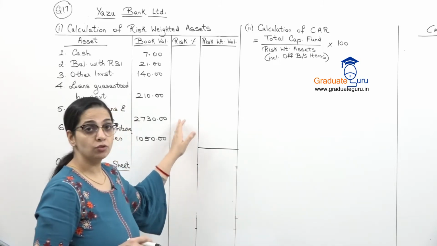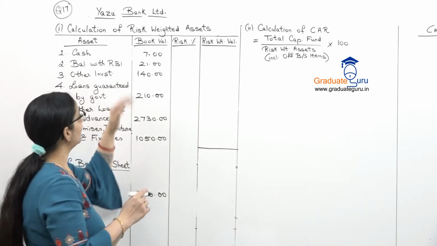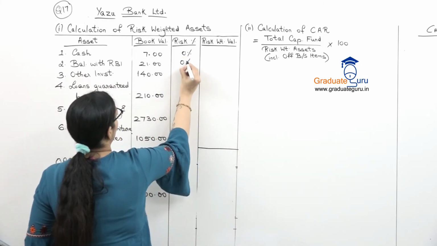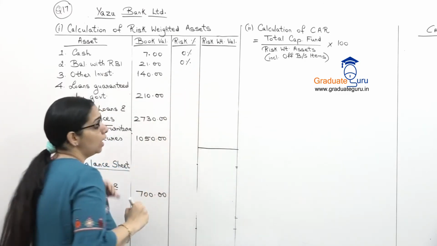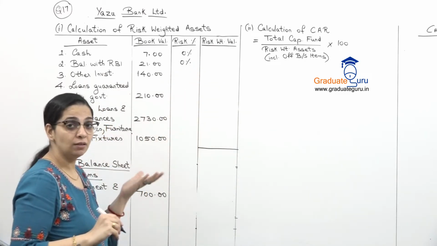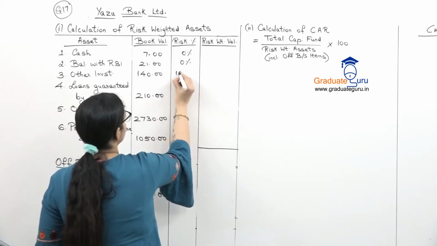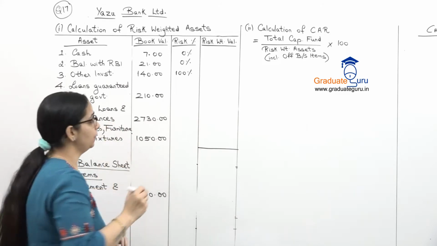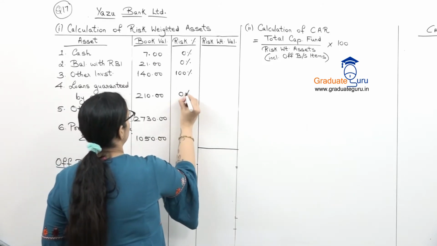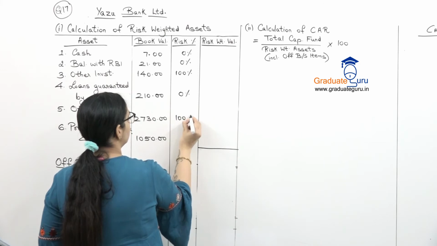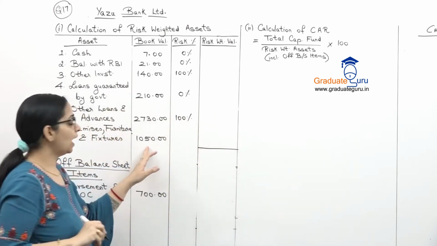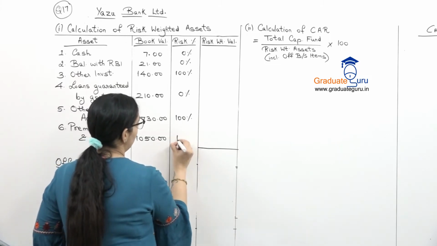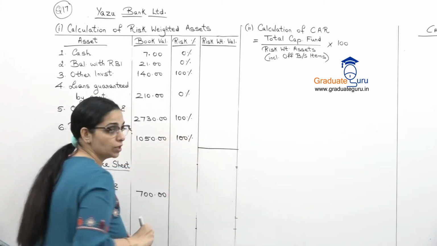So now we are going to write down the percentages. Cash has 0% risk. Even for balance with RBI it is 0%. Other investments, because they are other investments, we will take full 100% risk. Loans guaranteed by government, that is 0%. But other loans is again 100%. And our premises, furniture and fixtures, that will be again 100% risk.